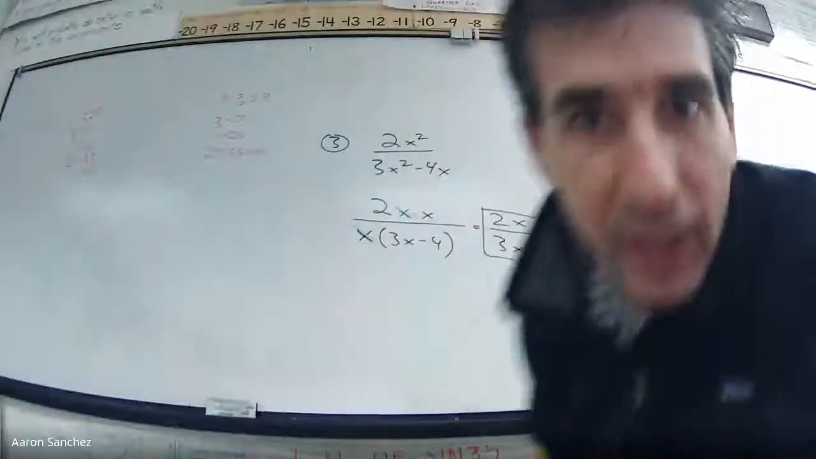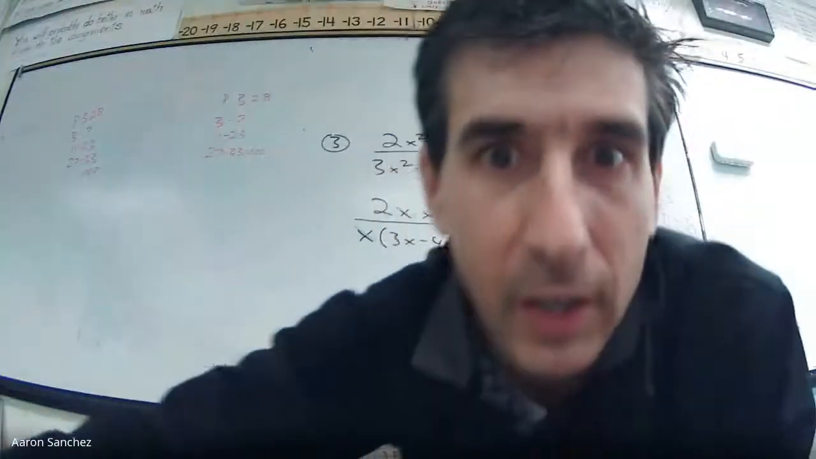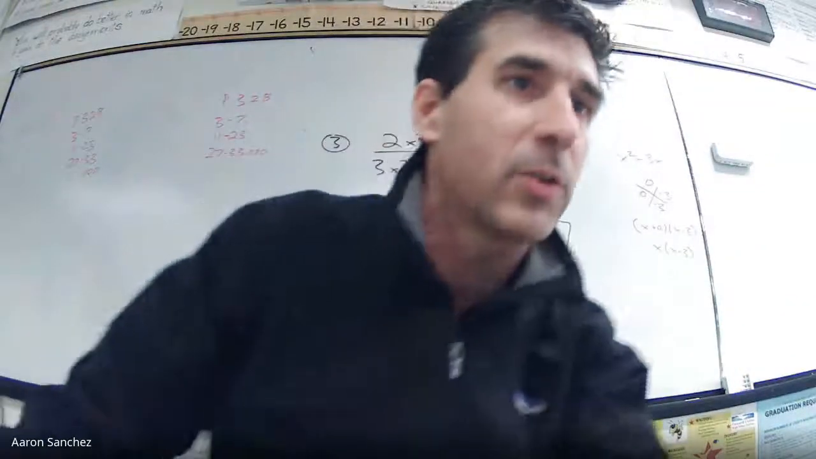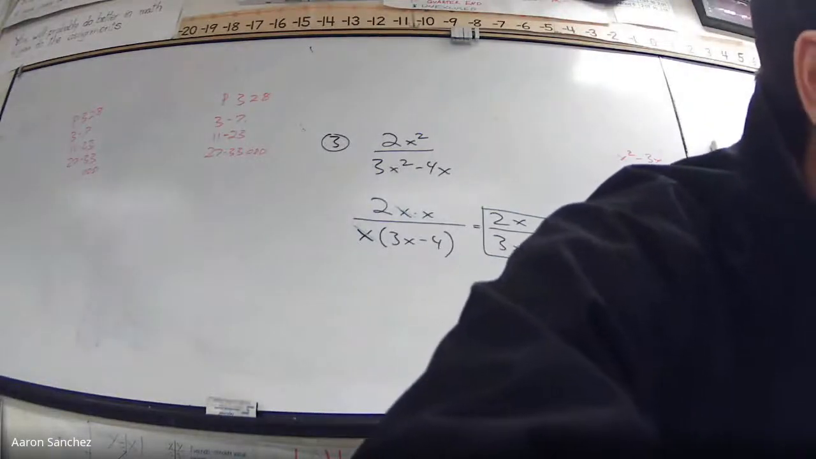Factor, then cross out. Factor, then cross out. Abraham, does that make sense?